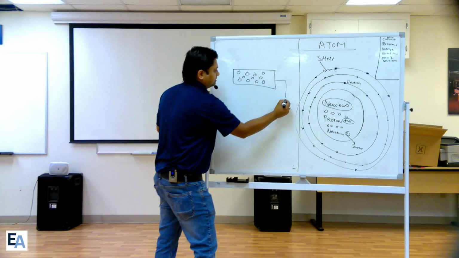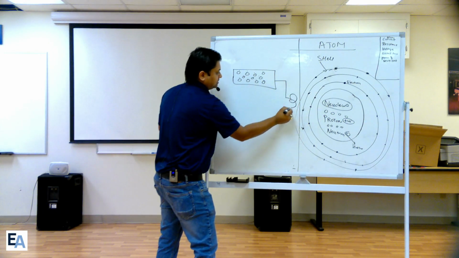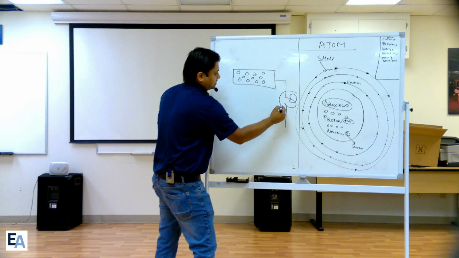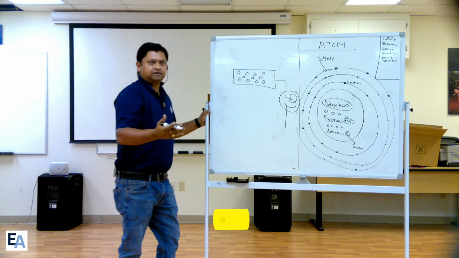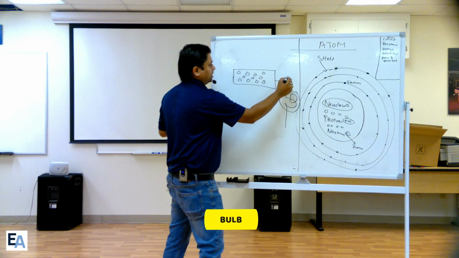Now if I put a bulb across it, this is the representation of the bulb. I'm drawing this, this is a bulb, B-U-L-B.